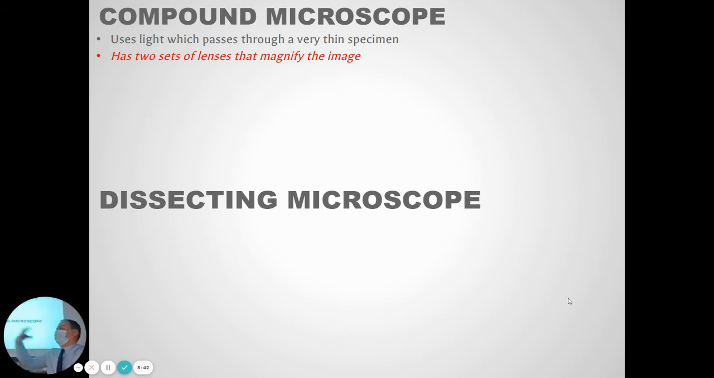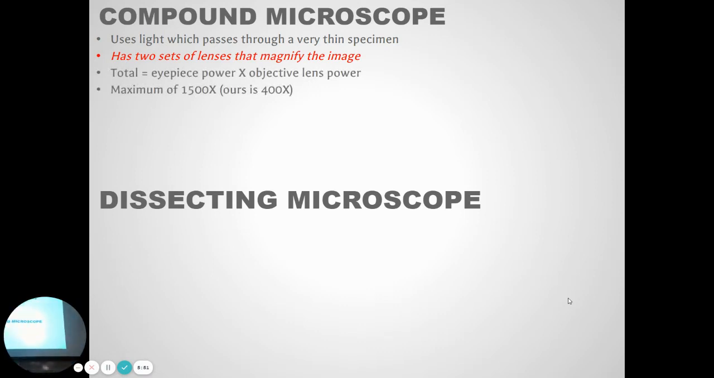Because that's the way these compound microscopes work, the total amount that the image is being magnified is the power of the objective lens multiplied by the power of the eyepiece lens, because they're double magnifying. If you go to college and use a microscope, they might magnify an image 1,000 times or 1,500 times. The microscopes that we use magnify a maximum of 400 times. There are different types of microscopes and methods, but they go up to about 1,500 times.